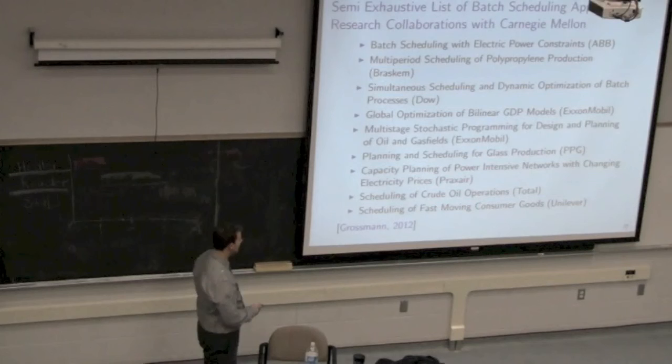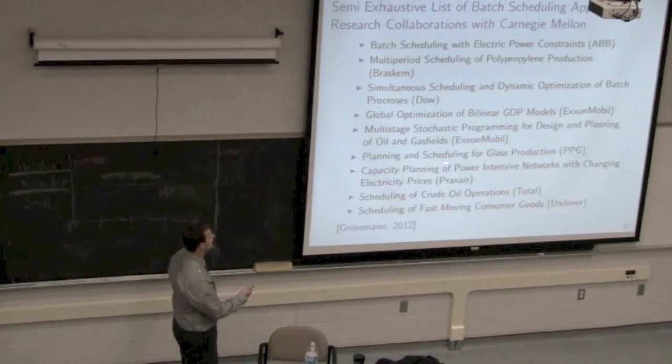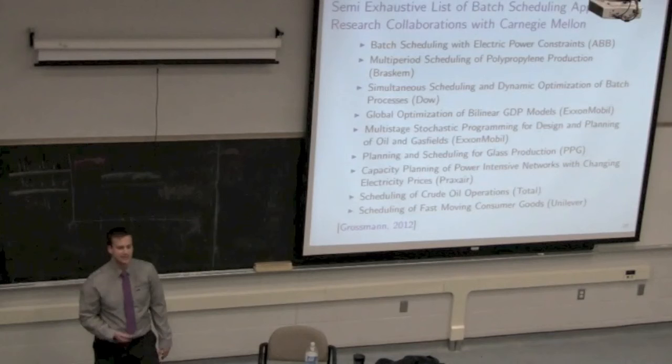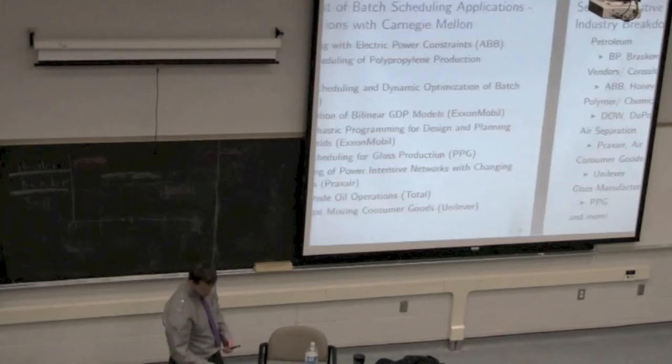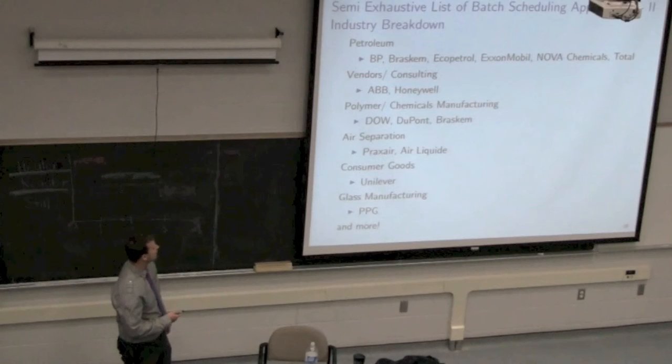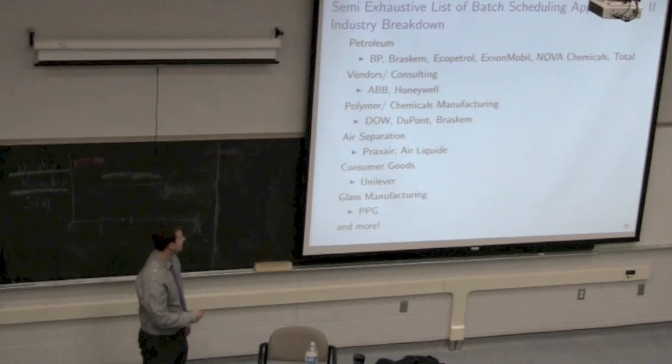Here you can see that they're scheduling crude oil operations, capacity planning of power intensive networks, planning and scheduling for gas production, again, oil and gas over here, optimization of bilinear GDP models, simultaneous scheduling, dynamic optimization. So these things are used in practice, and this is an active area of research. This stuff is not just high level, nice research. It's actually used. If I break them up by industry, you'll see that several of these companies are in petroleum: BP, Ecopetrol, Nova, Exxon. We have vendors in consulting, ABB and Honeywell; polymers and chemical manufacturing, Dow, DuPont, Braskem; air separation, Praxair, Linde; consumer goods, Unilever; and glass manufacturing for PPG.